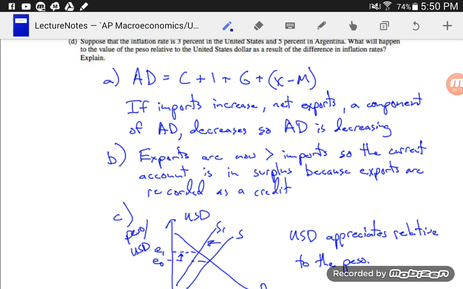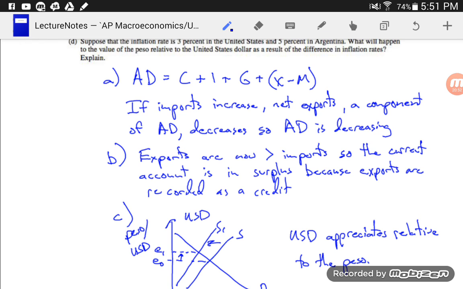This one initially threw me a little bit, and I maybe got 1 of 2 points on it the first time I did it. So let me hopefully explain it a little better this time. Suppose that the inflation rate is 3% in the United States and 5% in Argentina. What will happen to the value of the peso relative to the United States dollar as a result of the difference in inflation rates? One way to think about this, and the way I initially did, was, well, the peso is losing value faster than the United States dollar, so it must be depreciating in value. And that was my logic, and that's sound, and it'll probably get you 1 of 2 points.